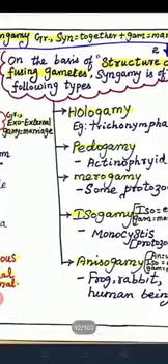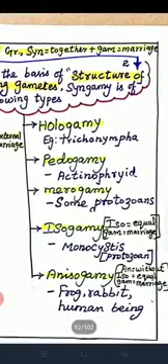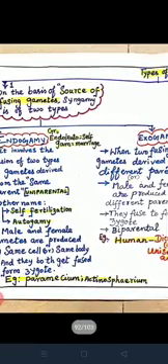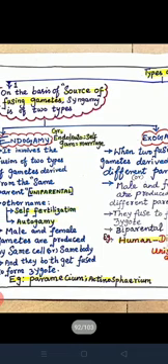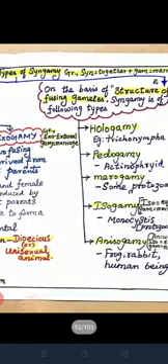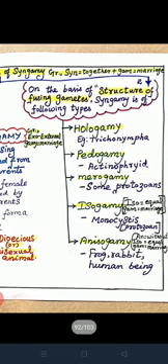Let us start with types of syngamy. Syngamy is derived from the Greek word syn, meaning together, and gam, meaning marriage. There are two types of syngamy. Type 1, on the basis of source of fusing gametes. Type 2, on the basis of structure of fusing gametes. Syngamy is of the following types.